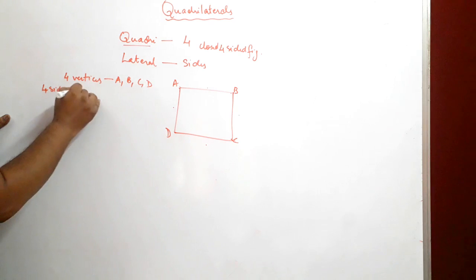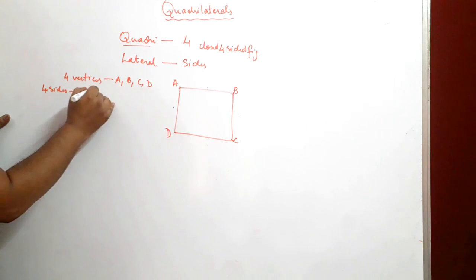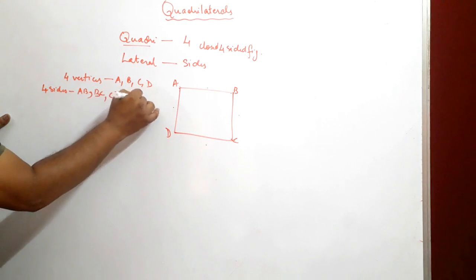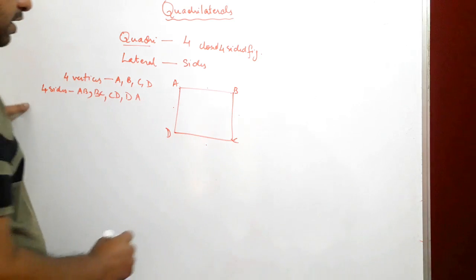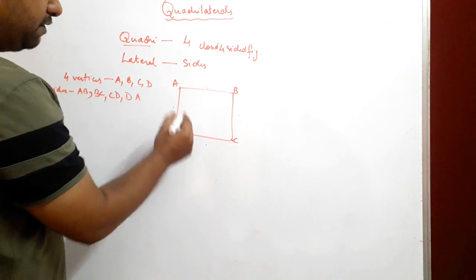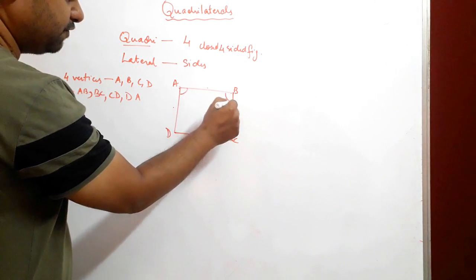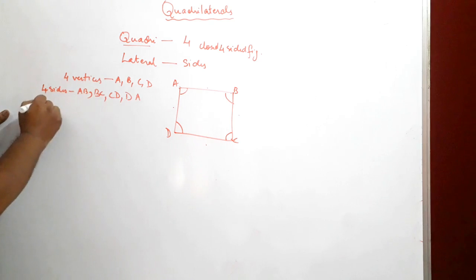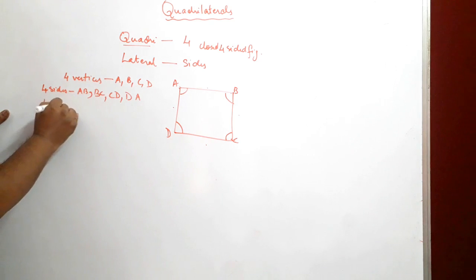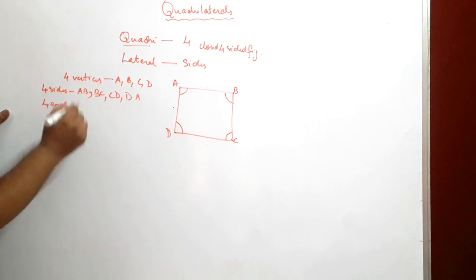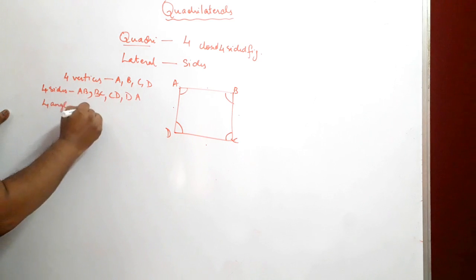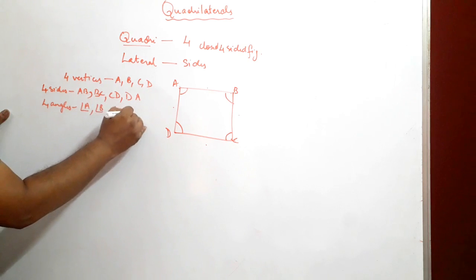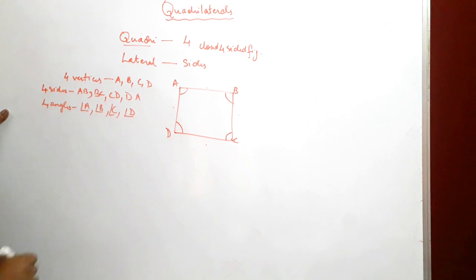Which are they? AB, BC, CD and DA. How many angles do we have? We have 1, 2, 3 and 4. So we have 4 angles in a quadrilateral. Which are they? Angle A, angle B, angle C and angle D.